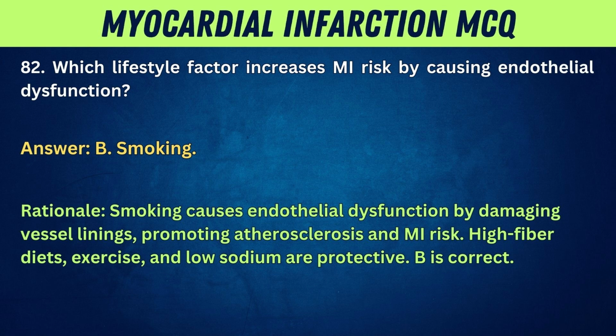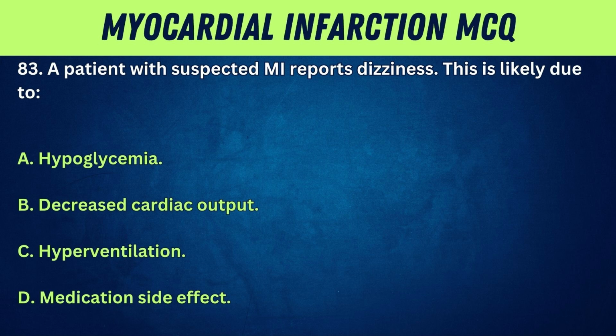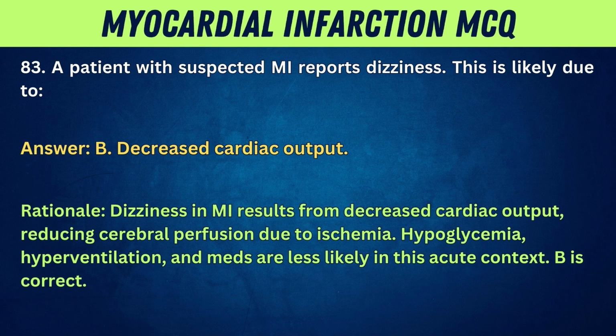B is correct. 83. A patient with suspected MI reports dizziness. This is likely due to A. Hypoglycemia. B. Decreased cardiac output. C. Hyperventilation. D. Medication side effect. Answer: B. Decreased cardiac output. Rationale: dizziness in MI results from decreased cardiac output, reducing cerebral perfusion due to ischemia. Hypoglycemia, hyperventilation, and meds are less likely in this acute context.